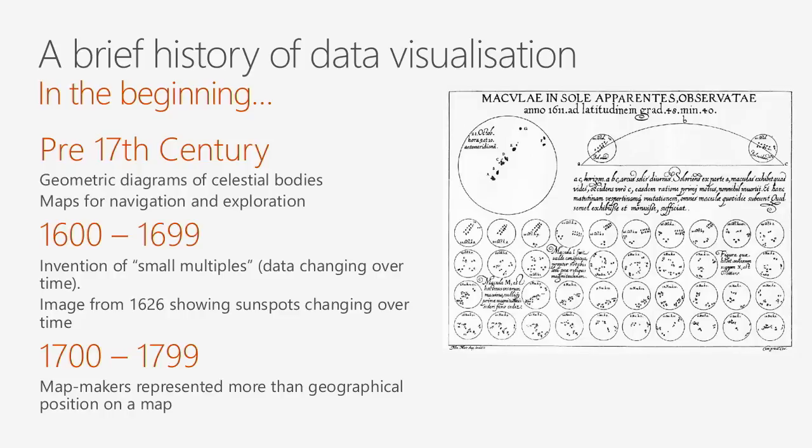Then in the 1600s, up to 1699, we had small multiples of data representing change over time. So we're talking 400 years ago? This is pretty incredible, right? So I think our advancements in technology have actually been really slow, if you think about it like that. On the right there, you can see a chart which is one of these showing changes of data occurring over time. Then we got into map markers, which were representing geographical positions on a map.